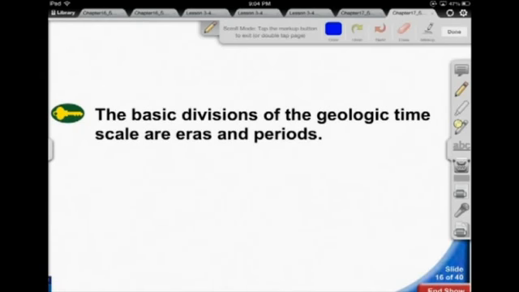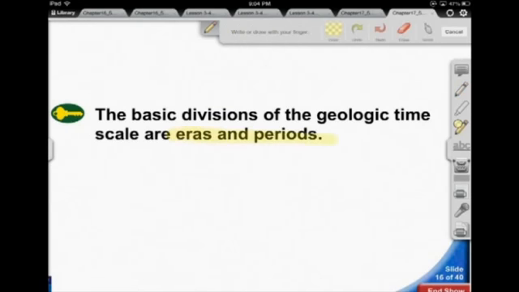Now, I go over this more in class. It's not something that we talk about in the course extensively. Geological time is such a vast amount of time when you consider it. 4.5 billion years. How do you organize that in a sort of a geological librarian's way? How do you do that?